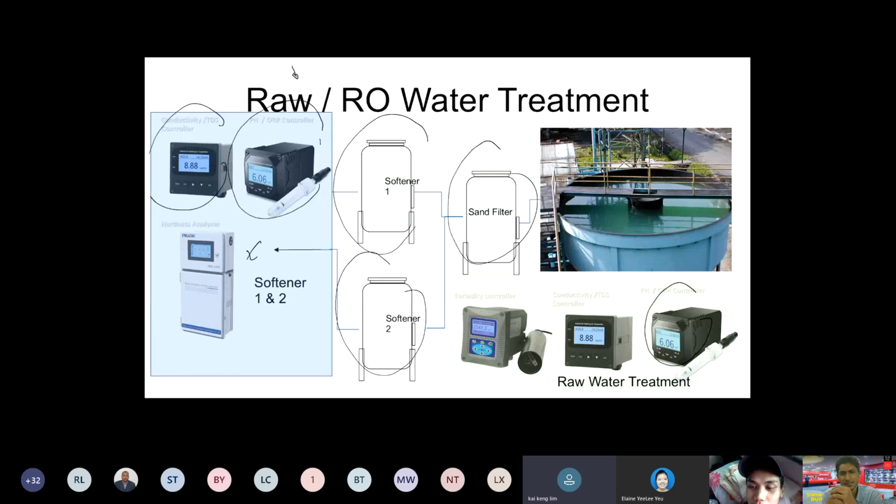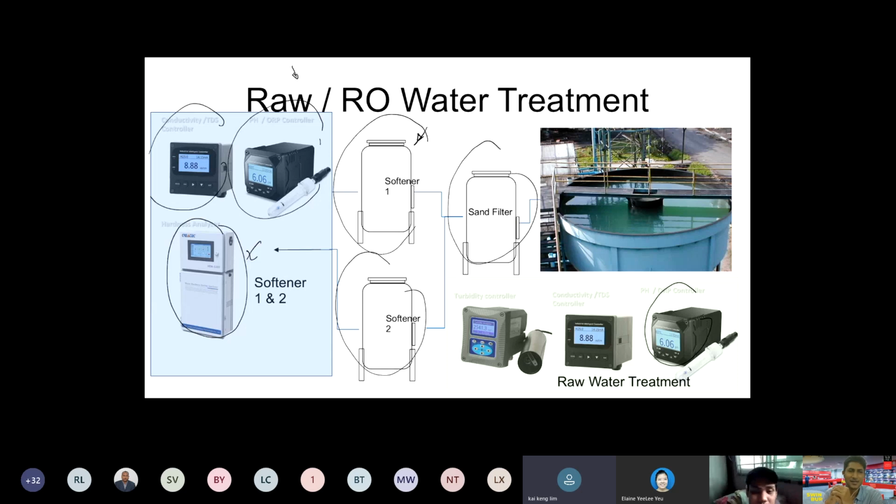For raw water, we also install quite a number of instruments. Just now we mentioned hardness, and our RO cannot take high hardness. That's why we need a softener. Because we wanted to talk about industrial 4.0, we skipped a lot of topics like what is a sand filter and a softener.